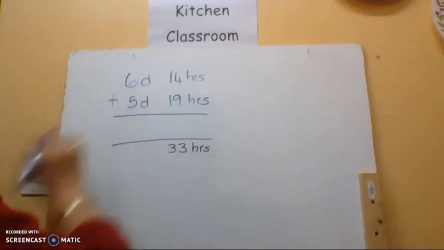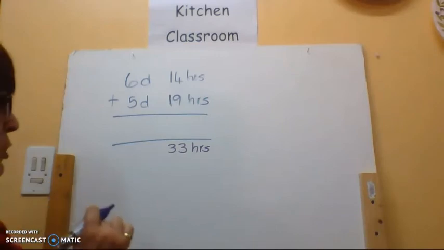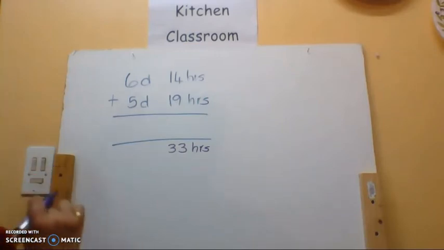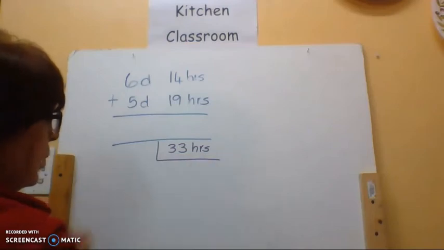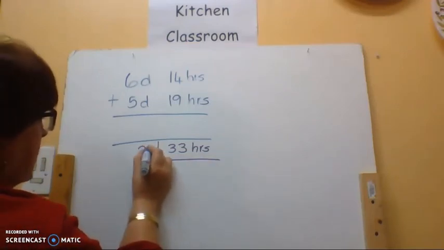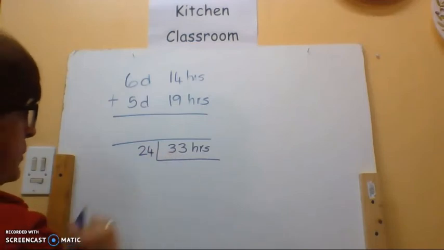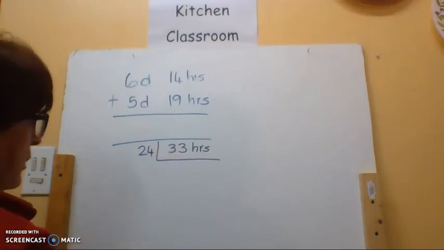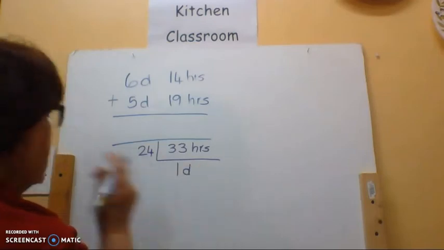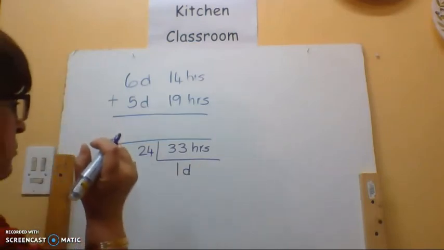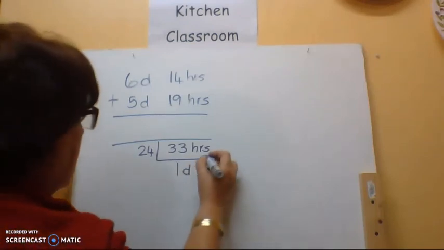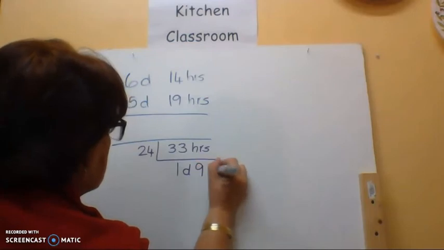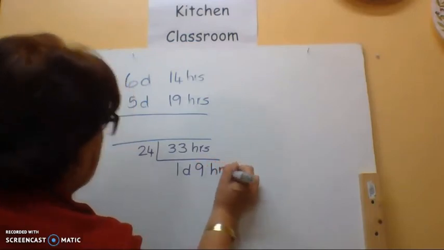Now, I cannot put the 33 hours in there because it's too big. The biggest number that you can have there is 23. Because if it was 24, it would become another day. So, I'm going to divide by 24. And I'm going to say, how many groups of 24 can I make out of 33? So, it's going to be 1 day and 33, 24, 25, 26, 27, 28, 29, 30, 31, 32, 33 is 9 hours. Let's just check that is correct.